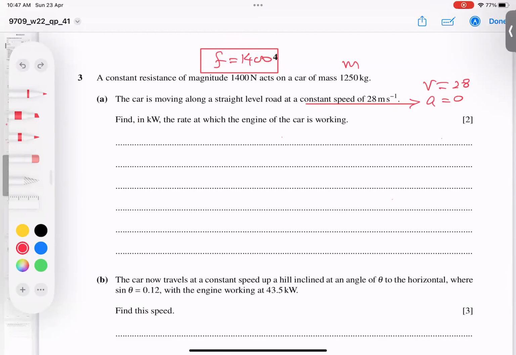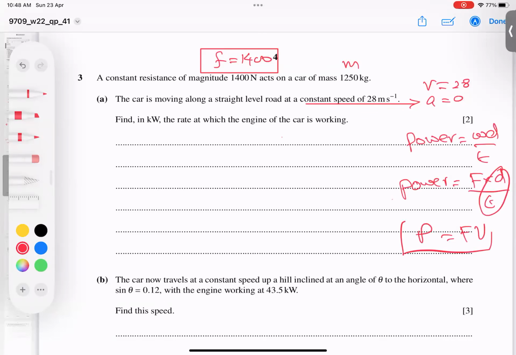And the kilowatt rate means power, and an engine is working. So we have two formulas of power. Power formula one is work done by time. The second power formula: power is equal to work done, which is F into d, divided by time. So distance by time is velocity, speed. So this is the second formula, which is important for us. So two formulas for power. So I will use this one.